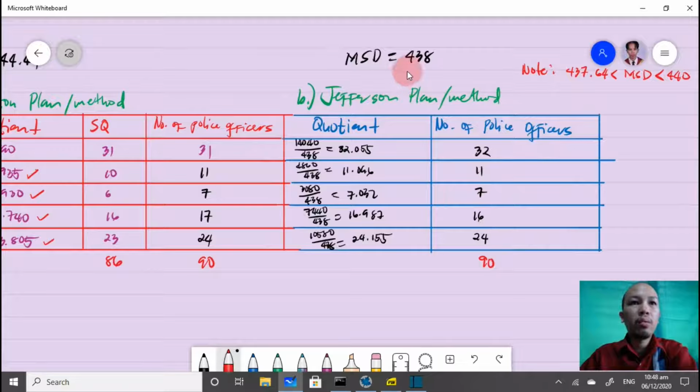Okay, using the example, if you have 439 or 439.5, and if you try lower than 437.64, then it will not add up to 90. The goal for the Jefferson plan is that it should be equal to 90.